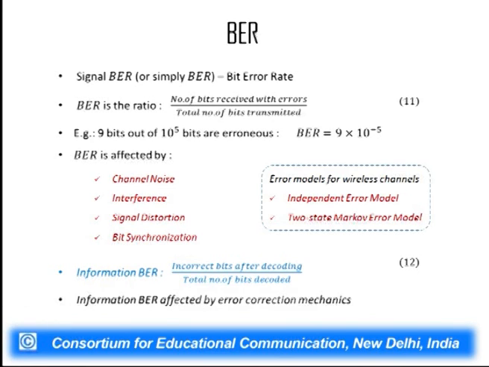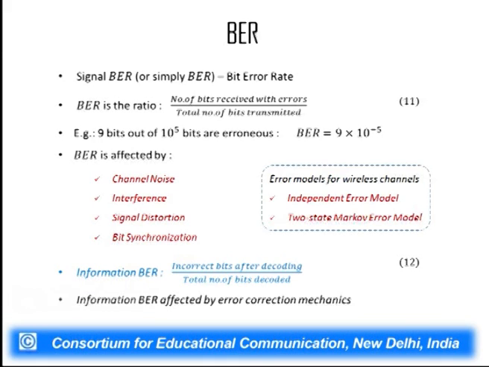There is another very important term, which is known as the information bit error rate, and in this, as shown in equation 12, it is a fraction of incorrect bits after decoding at the destination divided by the total number of bits correctly decoded. So, this is a different parameter, a different issue to be dealt with at the destination end, and has nothing to do with the signal BER.